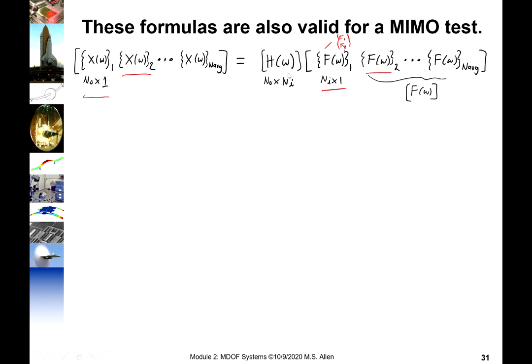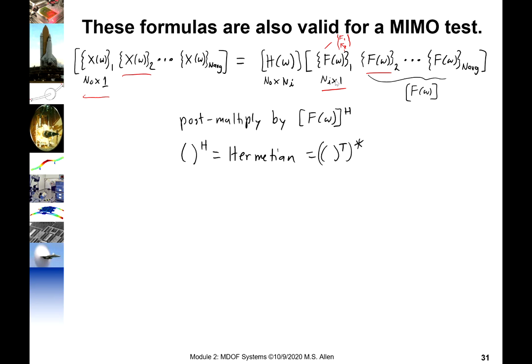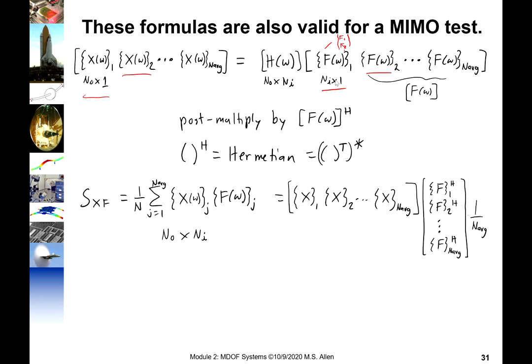So we can just stack all of the measurements in this way into two matrices. And if we post-multiply by the Hermitian, or the complex conjugate transpose of F, we get a system that we can solve again. And so this uses the matrix definition of cross spectrum.